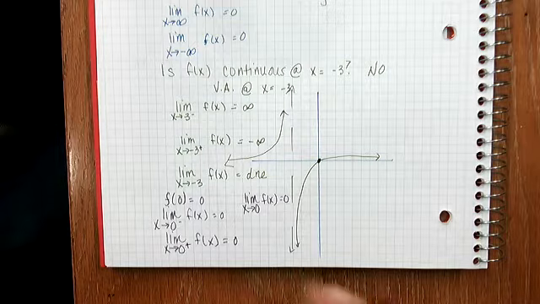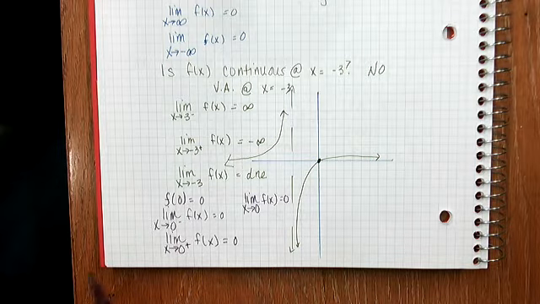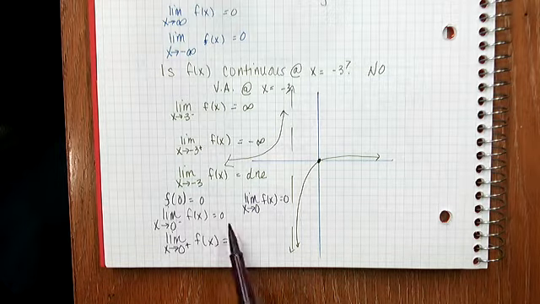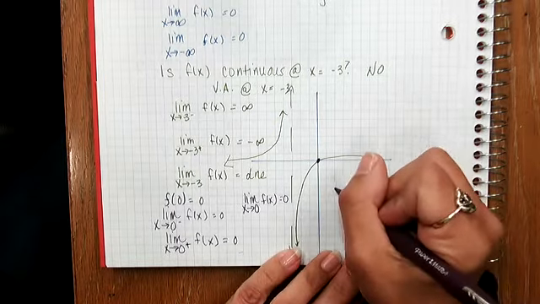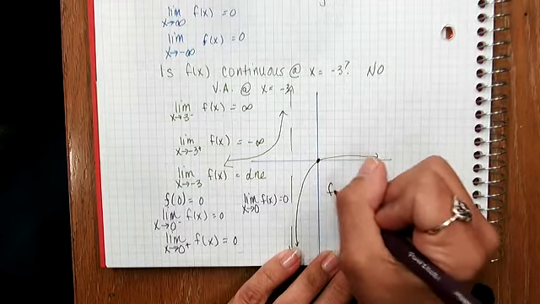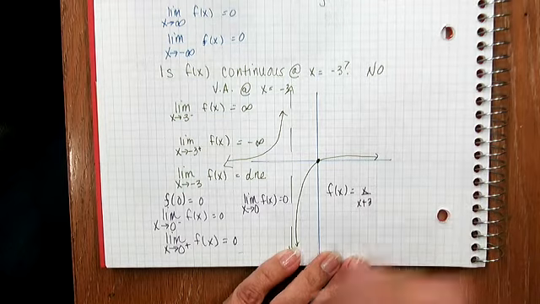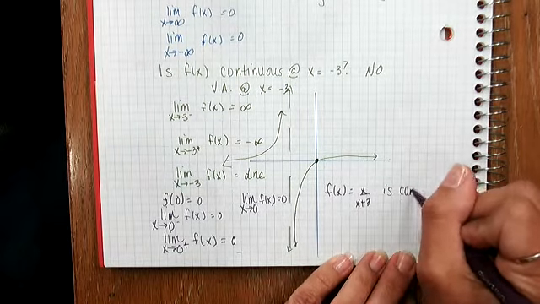This function is continuous, and here's why. The exact value exists, it's 0. The left hand and the right hand limits exist, which means the overall limit exists. And not only that, they all have the same value, in this case 0. So we say that this function, x over x plus 3, is continuous at 0.